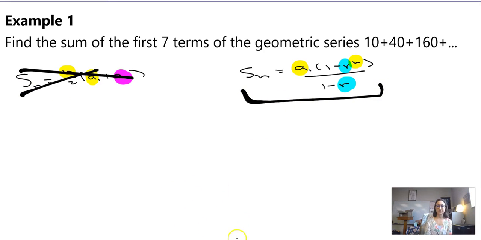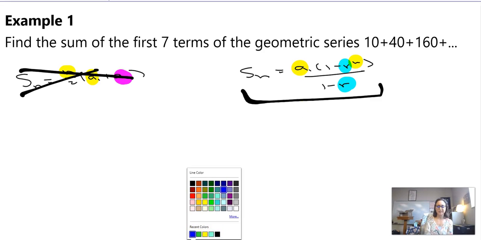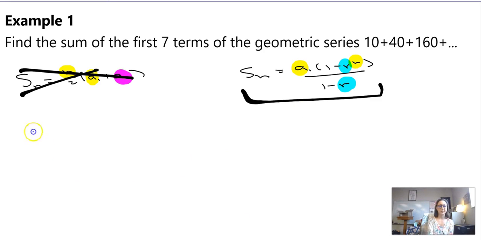All right, so for geometric, I need to know a sub 1, which is my first term. So what is a sub 1? A sub 1 is 10. I also need to know r. What is r in this case? r is 4. I'm multiplying by 4 each time. And what is n? n is 7, because I wanted to find the sum of the first 7 terms.